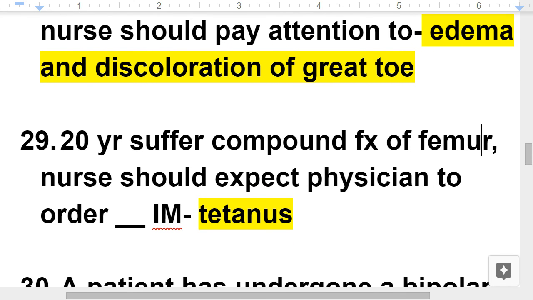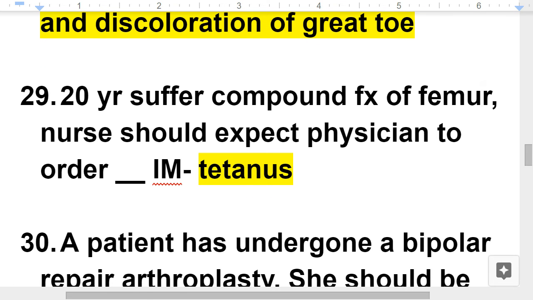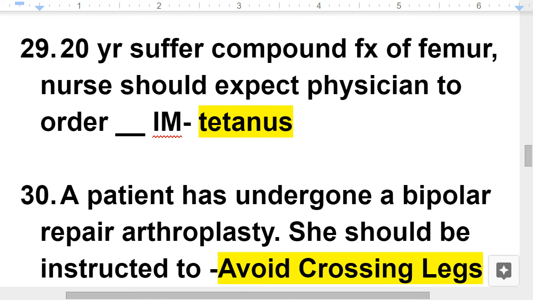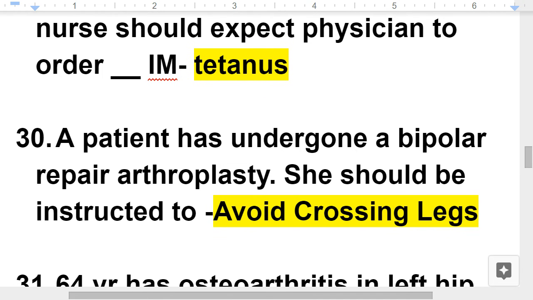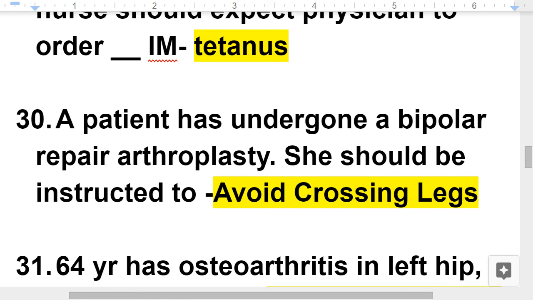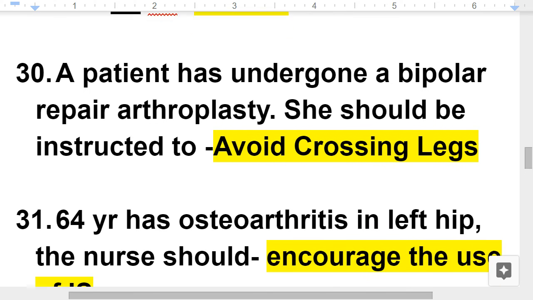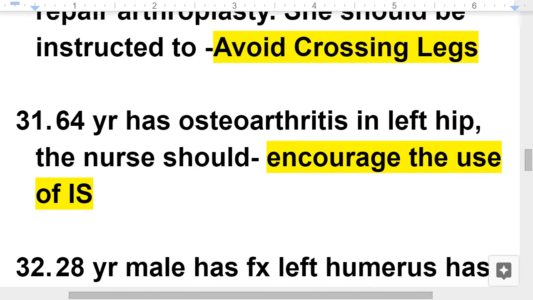A 20-year-old suffers a compound fractured femur. Nurse should expect the physician to order what? It's a tetanus, tetanus intramuscular. A patient has undergone a bipolar repair or arthroplasty. She should be instructed to what? Avoid crossing legs. Don't cross legs.